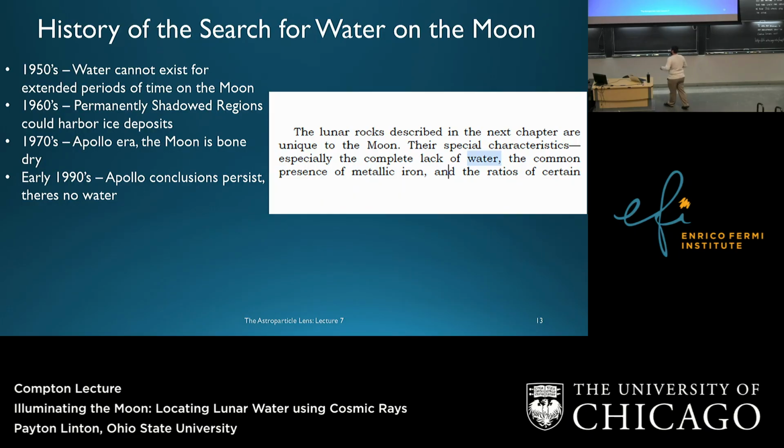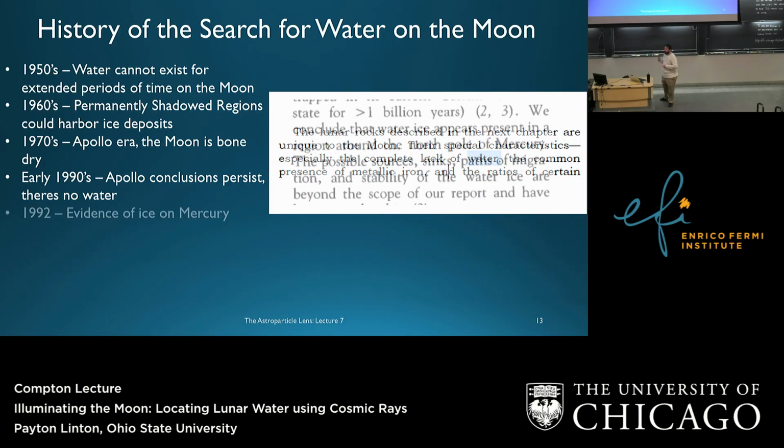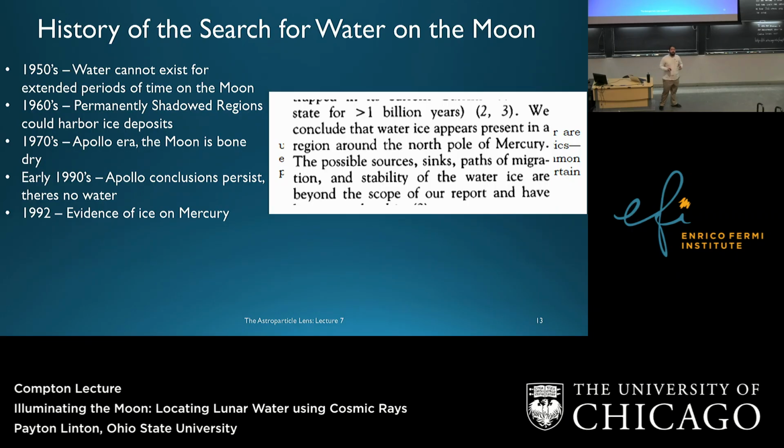This continues to be the idea into the 1990s that there's no water on the moon. And then this changes in 1992 when we find evidence of ice on Mercury, right? And now what does Mercury have to do with the moon? Well, again, this has to do with planetary environments. Mercury, being the closest planet to the sun, experiences very high temperatures. It has no atmosphere, and so it's also bombarded by cosmic rays directly at its surface. It has a very, very weak magnetic field, and so it does have some protection, but not a lot. And it also has permanently shadowed regions, which is exactly where we found these ice deposits, right?